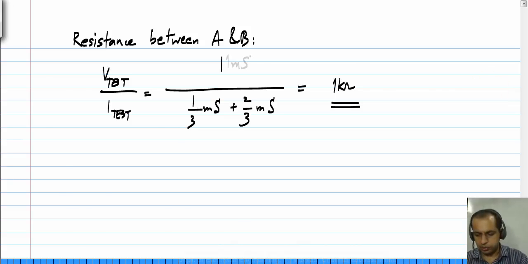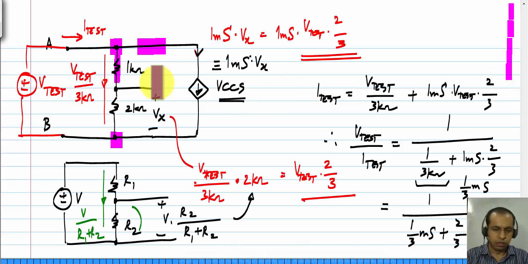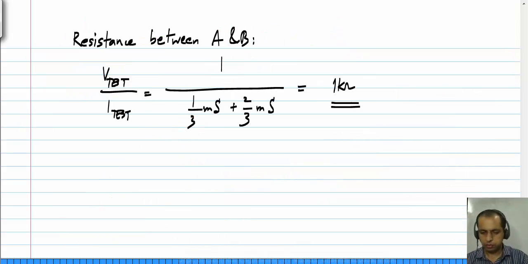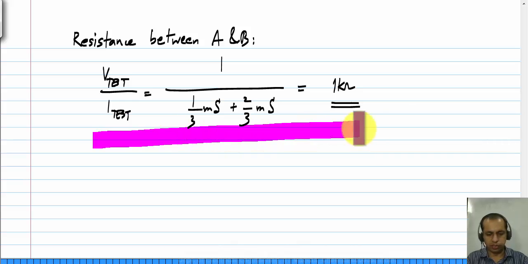So now you could be asked a number of other questions. For instance, you could be asked the current flowing through this branch, or the circuit could be a little more complicated, and you could be asked for currents and voltages elsewhere in the circuit. But once you are able to apply the voltage source and carry out these calculations, you should be able to find any of those quantities. Okay. So in this particular example, the effective resistance turns out to be 1 kilo ohm.